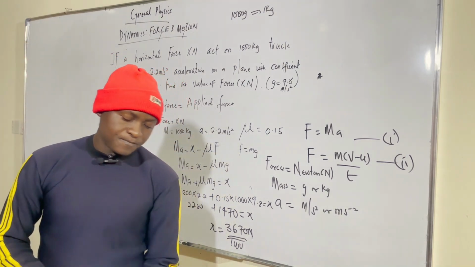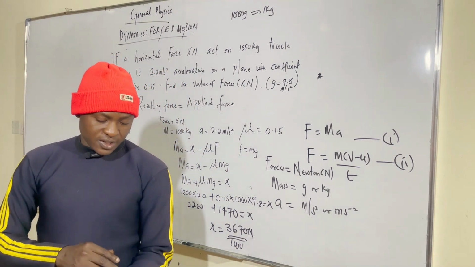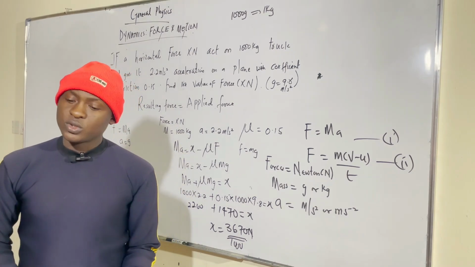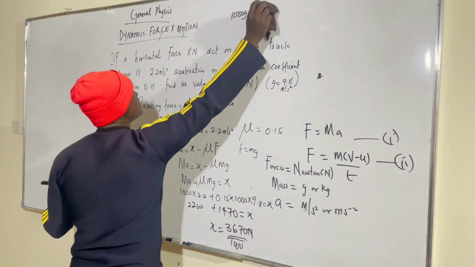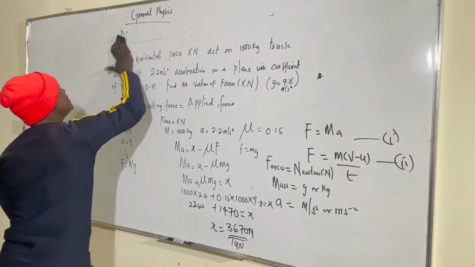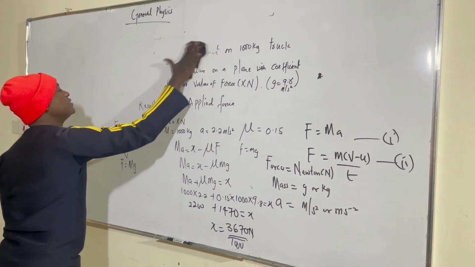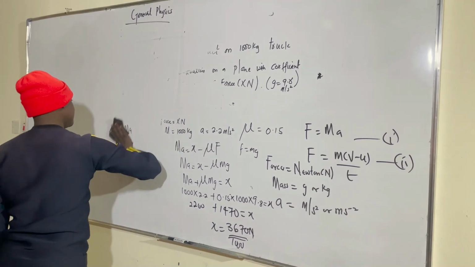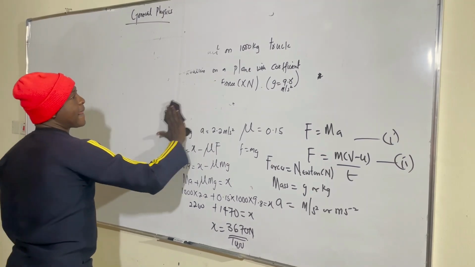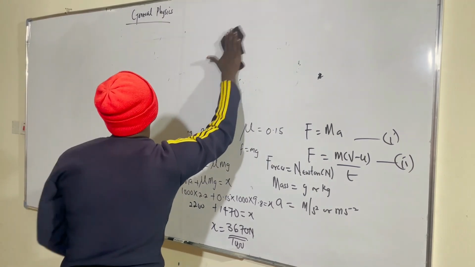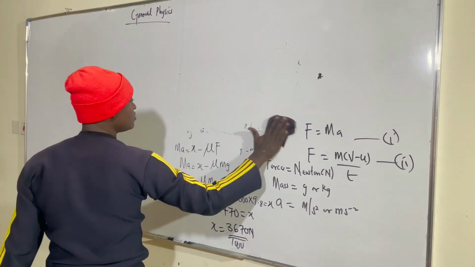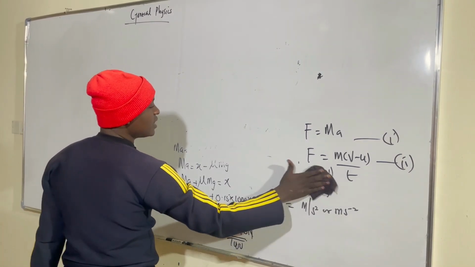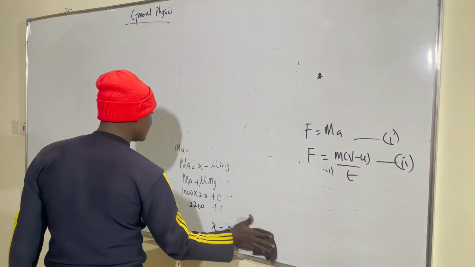So let's move further. After that, we have work done. This one is also common. Work done and energy, work done and power. This one is also simple and straightforward. So when they ask you what is work done, it is what you have learned in secondary school. Work done is nothing but the product of force and the perpendicular distance.